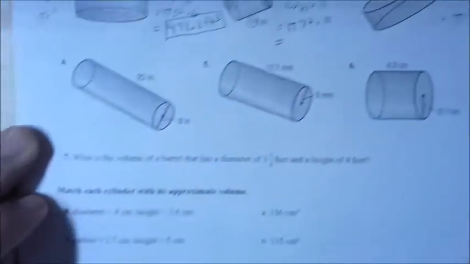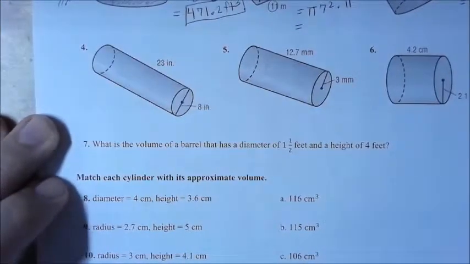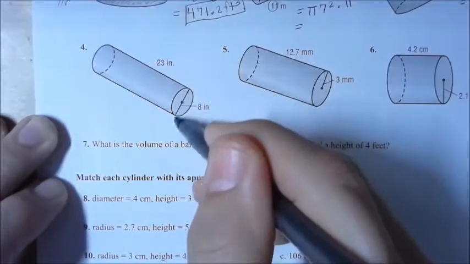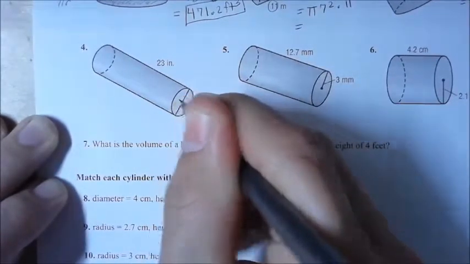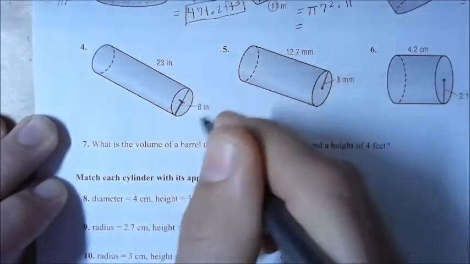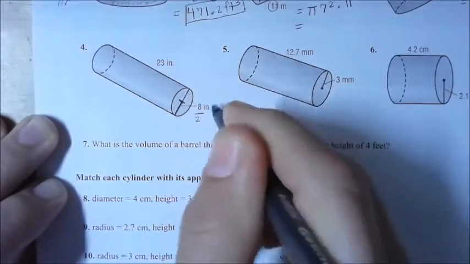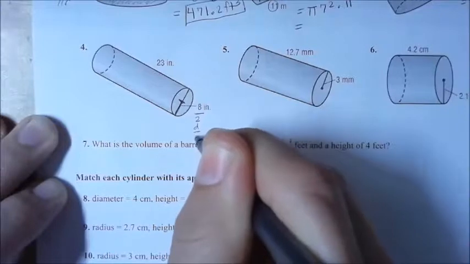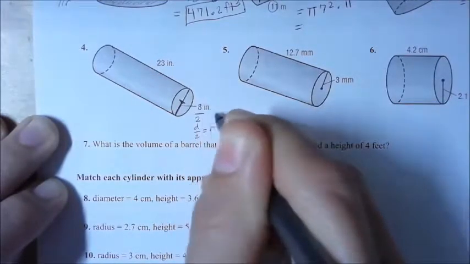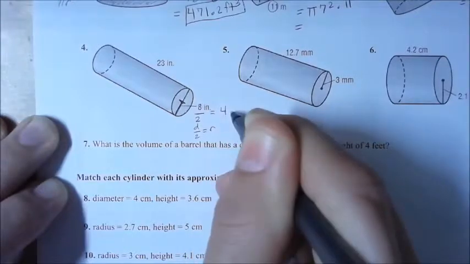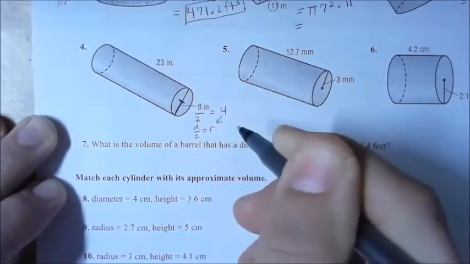So let's go over to 4. For this one, once again, we have an entire diameter, so we just need half of it. We just need from here to here. So I'll just divide it right here. That's the same thing as D divided by 2, which gives me R. So D divided by 2, that's 8 divided by 2, gives me 4. And 4 is going to be my R.